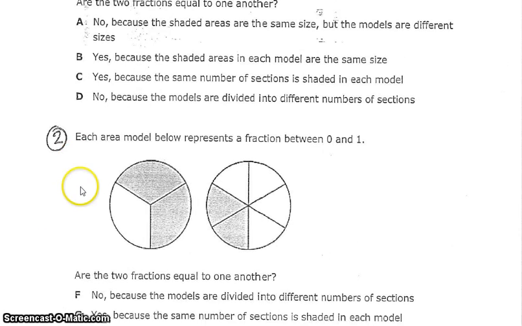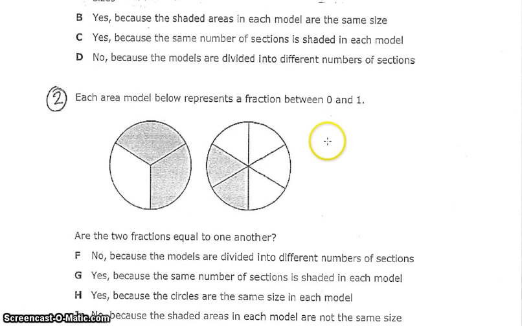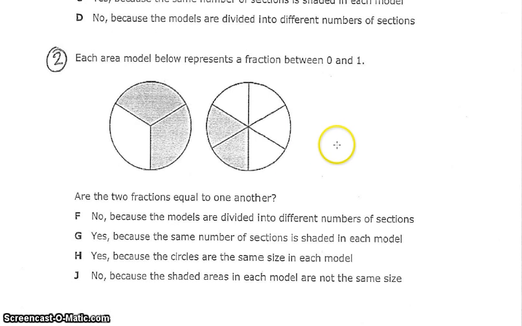Question 2. Each area model below represents a fraction between 0 and 1. So again, create the fraction for the first shaded circle, and then create a fraction for the other shaded circle. Are the two fractions equal to one another?